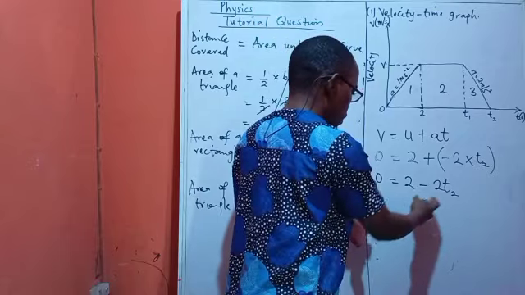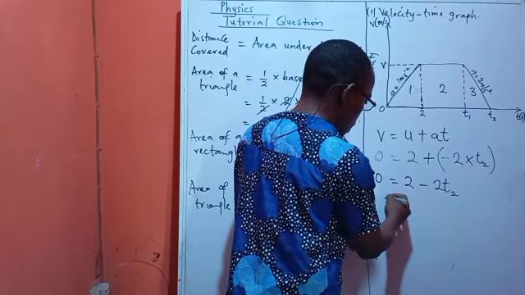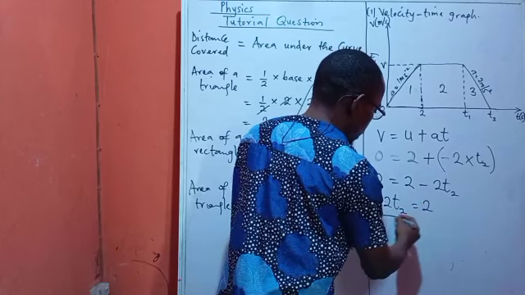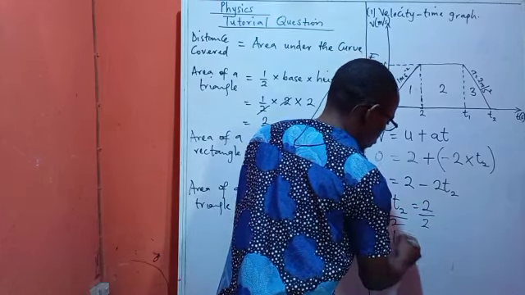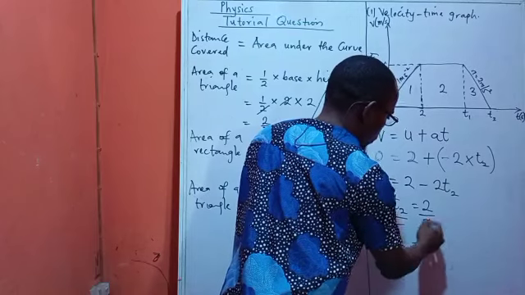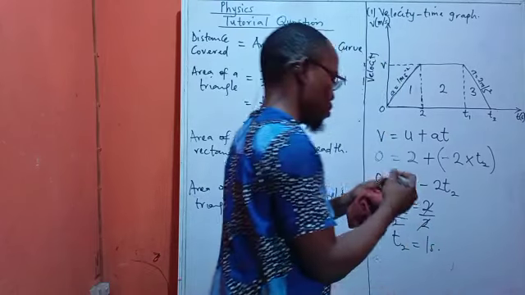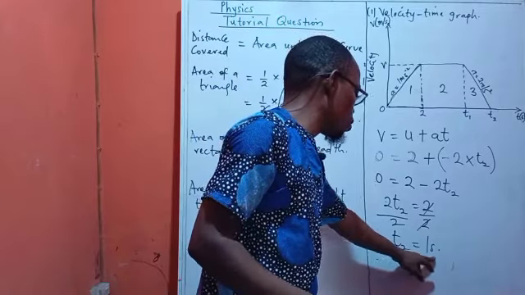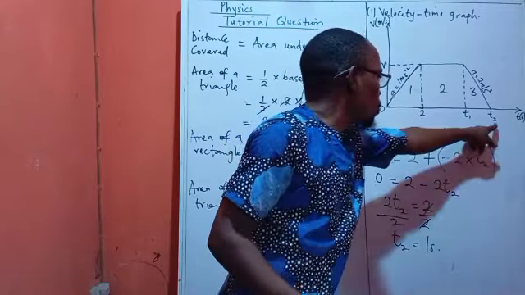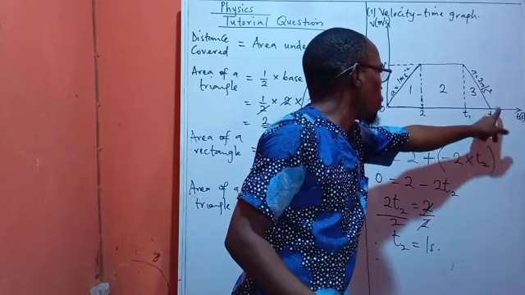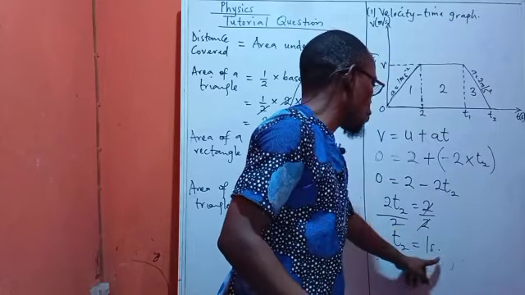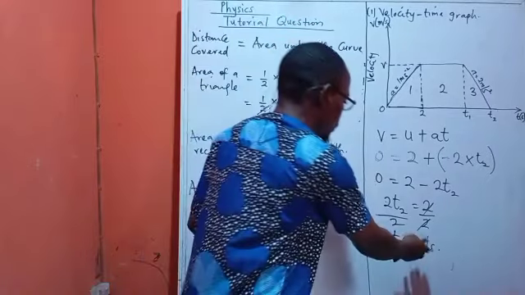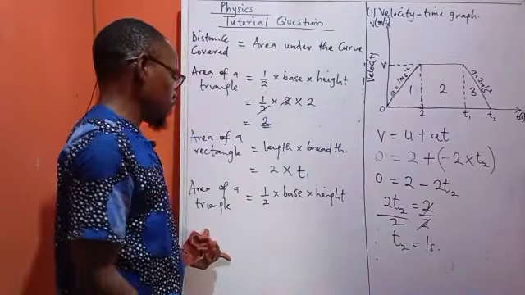Alright, so with this, let's rearrange. We'll be having 2t2 equals 2. So divide both sides by 2. So t2 equals 1 second. So what this means is that our t2, which is this portion with the retardation, is 1 second.